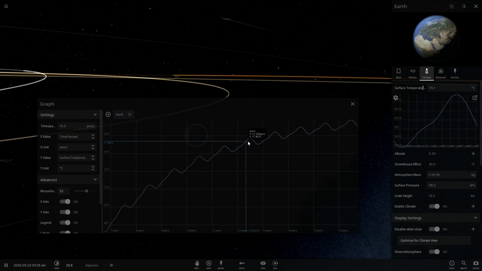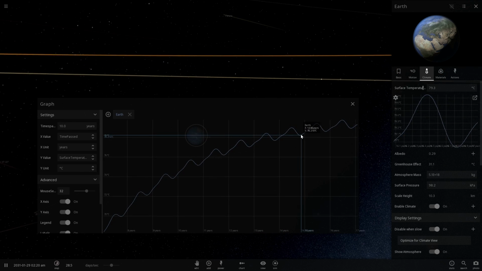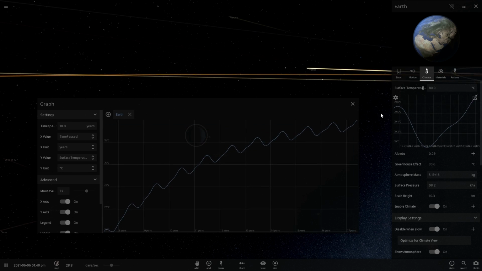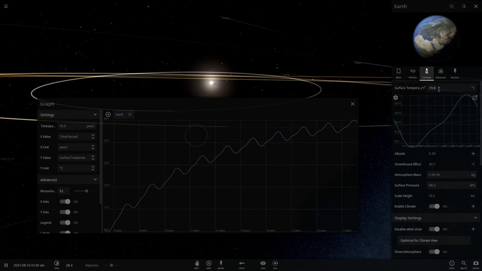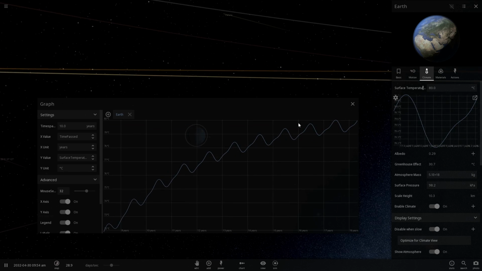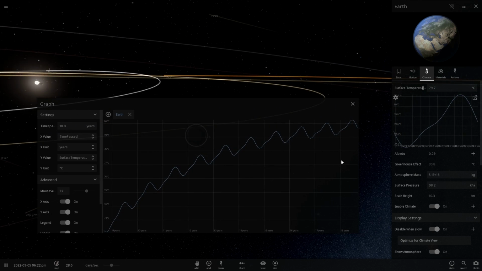You can kind of see that there's actually seasons still on the planet, but every year, the winter and the summer become hotter and hotter and hotter. And we're currently at the average temperature of about 80 degrees Celsius. And it's basically kind of slowly flattening out. And I think it might actually stop at about 85 to 90 degrees Celsius.